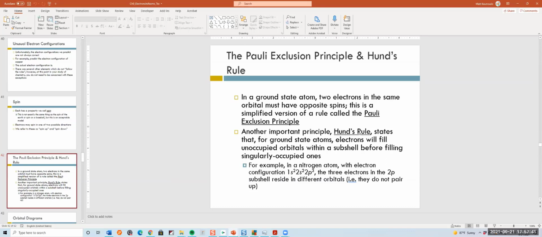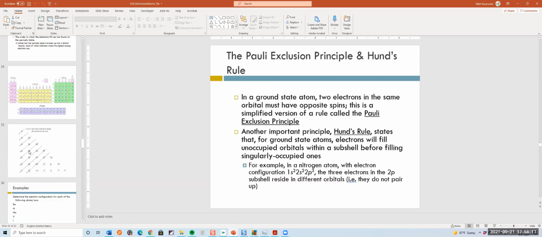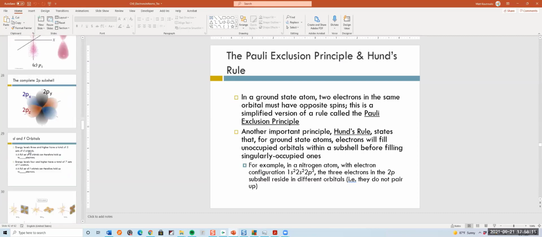And then there's another important principle called Hund's rule. And Hund's rule says that if you have electrons that are filling the same subshell, each one has to get one electron before you start pairing them up. So, like hotel rooms, everybody gets their own room until you run out of rooms, and then you start pairing up. Okay.